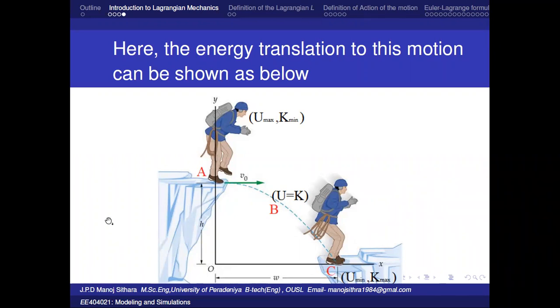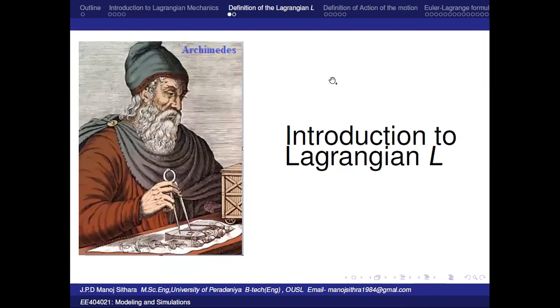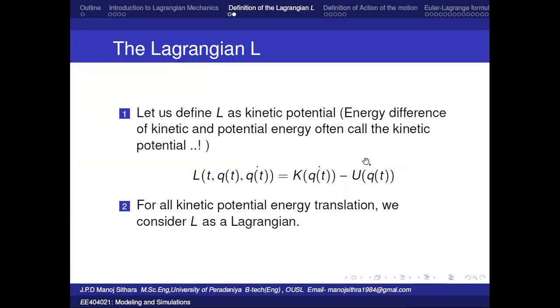So at the end of the day, we can see that the potential energy is going to be minimum at this point, and the kinetic energy has been maximized, right? So now I'm going to introduce another concept called the Lagrangian, L. We usually denote L to define the Lagrangian, right?